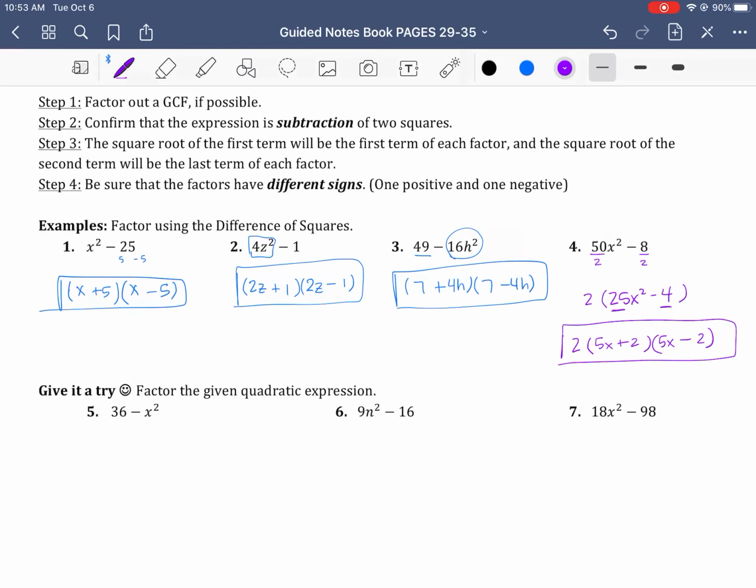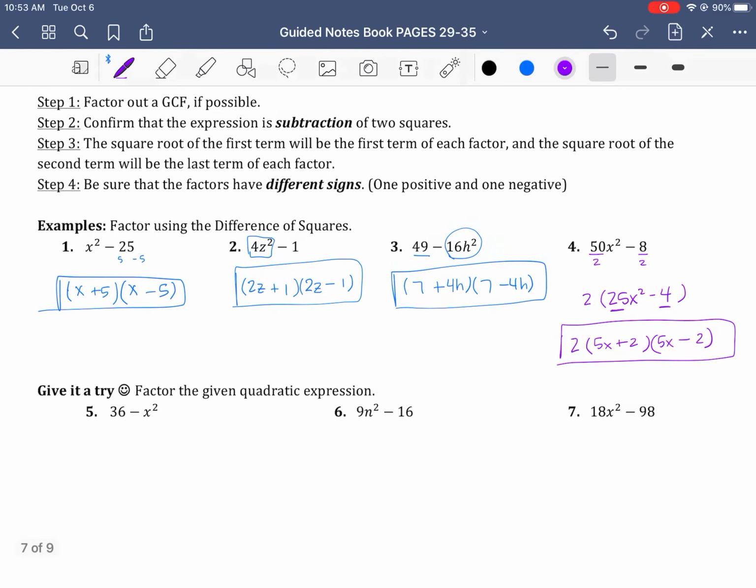Again, maybe pause the video, try the next 3. I'm going to work through them really quickly, though, so you can check your answers. So you're just using those square roots of each piece. These ones don't have greatest common factors, so we're just splitting them up.